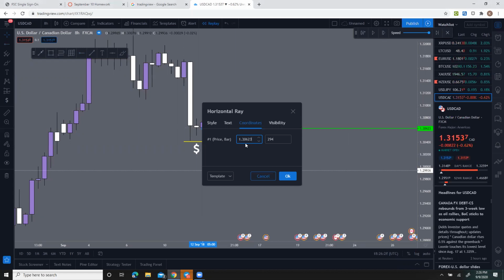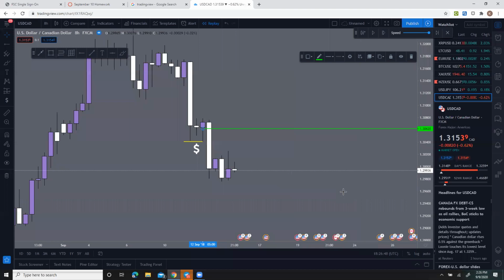See how this is 30623? Remember, the institutional levels are 00, 20, 50, 80, sometimes 05. The closest one to 30623 is that 20. So you're going to change this 23 to 20. Just like that. That's how you line it up on the institutional level.